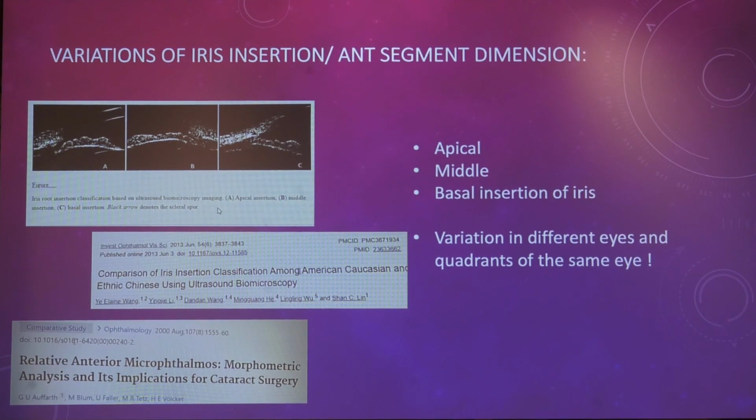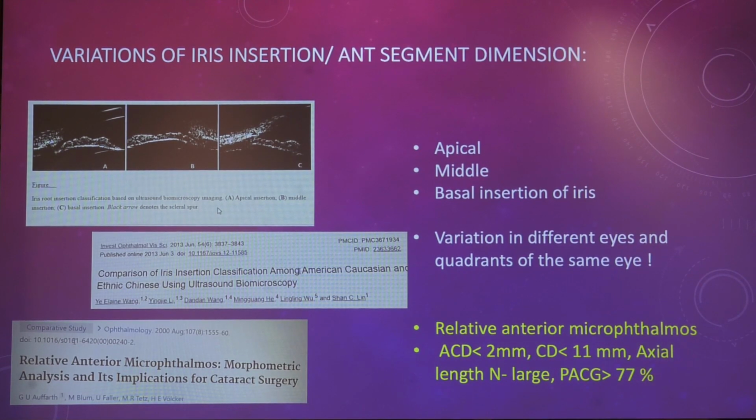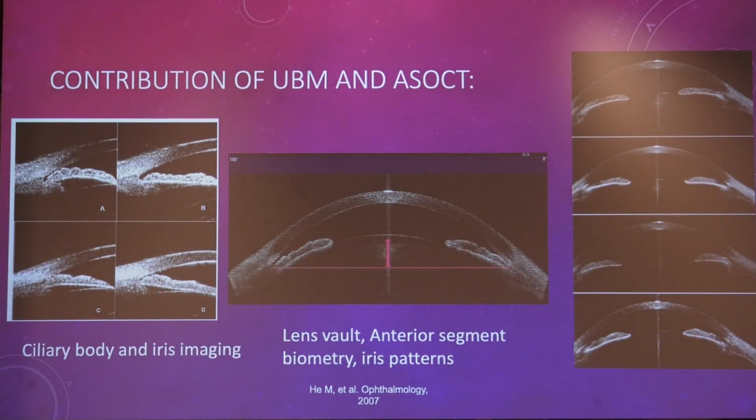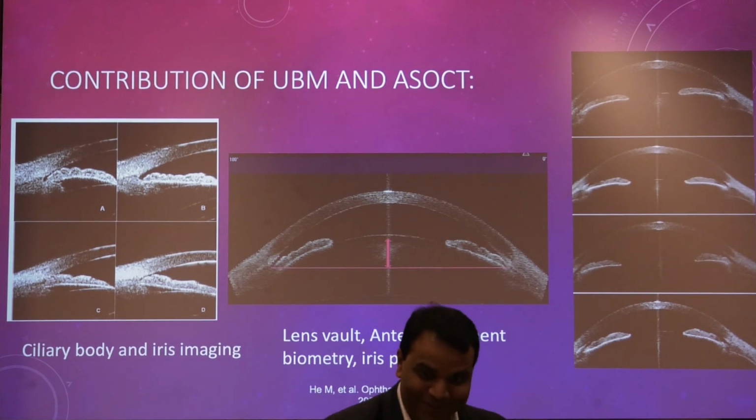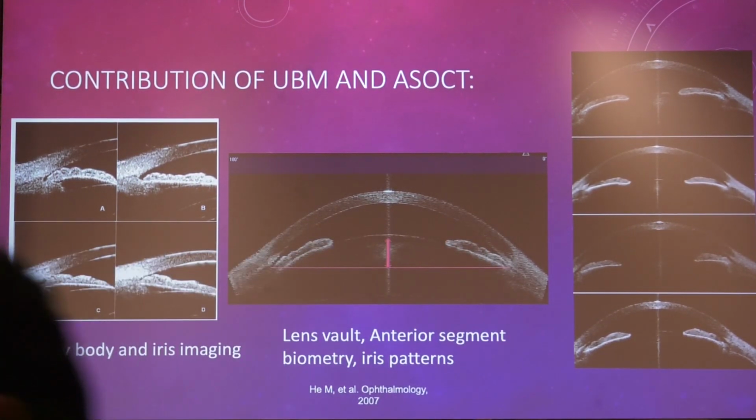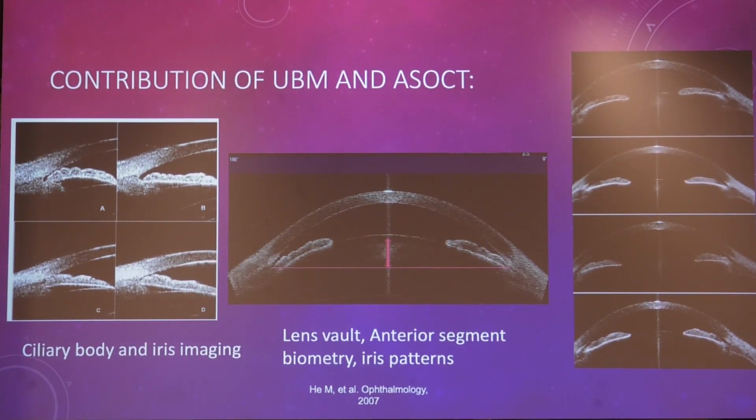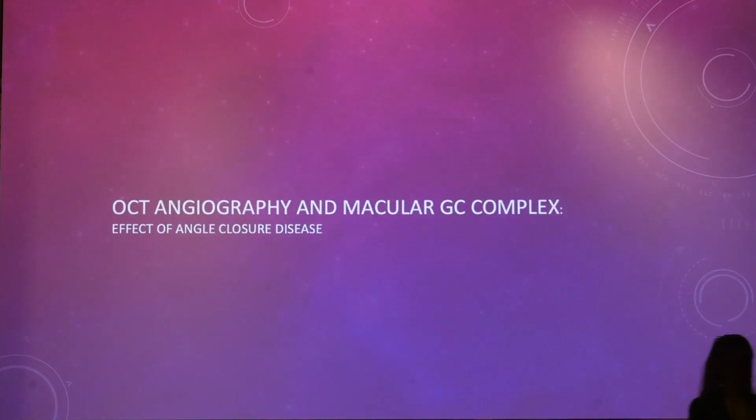It has various configurations, various thickness. And there are some things called relative anterior microphthalmos, and all these cases have their own implications in angle closure and the role of iridotomy. Lens vault, anterior segment biometry and iris patterns, and also ciliary body and iris imaging have thrown light on various mechanisms of angle closure that can be refractory to iridotomy opening the angle.